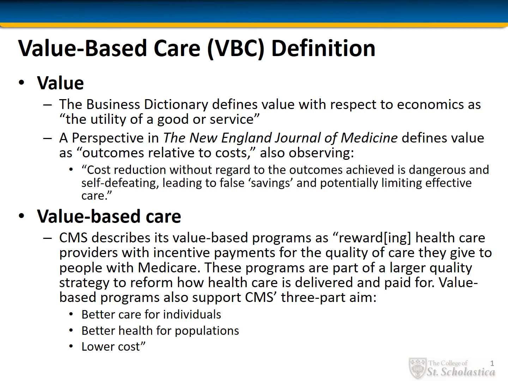This three-part aim of better care for individuals, better health for populations, and ultimately lower costs for the federal government's Medicare and Medicaid programs is such that the federal government is betting that these programs will also be mimicked in the private sector. And indeed, most of the major health plans such as Aetna, United Healthcare, Blue Plans, and others are now offering such programs, sometimes using different names, but still focused on achieving better value.